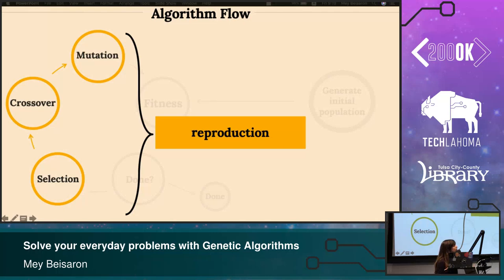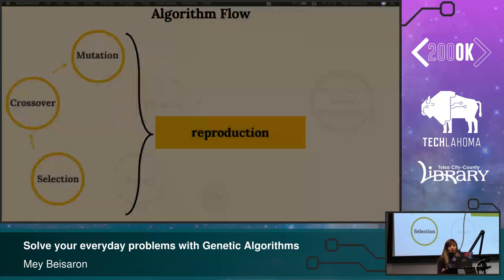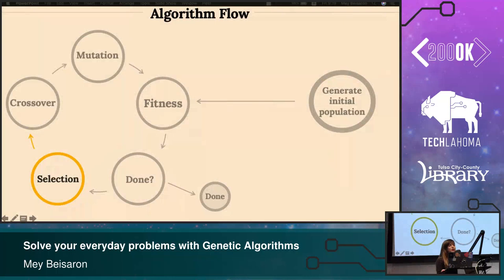But another thing you can do is decide that you don't want to generate an entire new population. Maybe you want to generate some new solutions and leave some from the older generation. So that's also a thing. Okay, so we're going to start with the selection part. Like I said, we want to select which solutions will be the parents of the next generation.